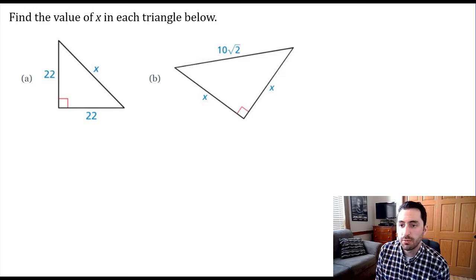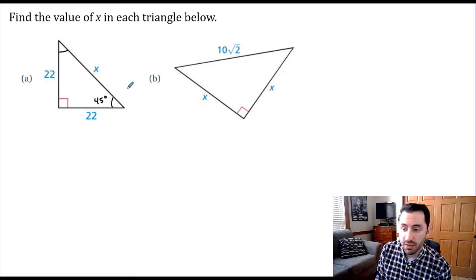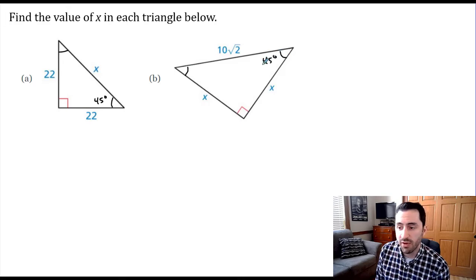So in this first one, I want to find the value of x in each of these triangles. Now taking a look, both of these are isosceles right triangles. So that means that these are 45, 45, 90. So these two angles are the same, so they have to be 45 degrees. Because the side lengths are the same, the angles that are across from them also have to be the same. So we have 45, 45, 90 triangles.